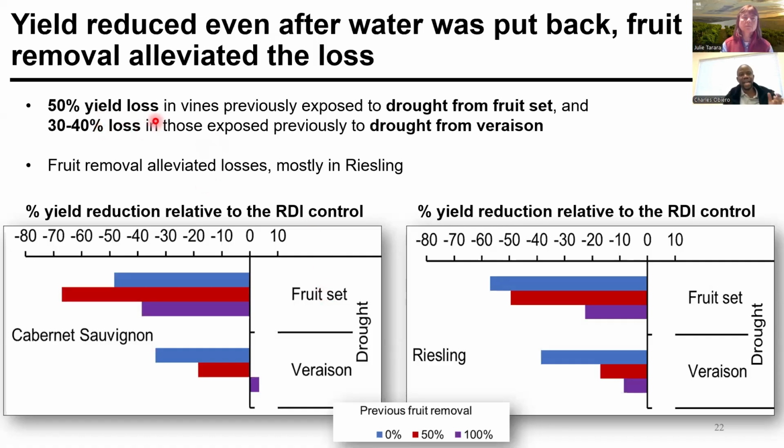So I still had about 50% yield loss in previously exposed drought from fruit set, and the ones that had been exposed to drought from veraison were about 30 to 40% yield loss. This graph here is just showing percent yield reduction relative to the control. You are not going to see the control. The control is 0 here. So the shorter these bar graphs, the better. If they are taller like this, then it means we are still having a huge impact.